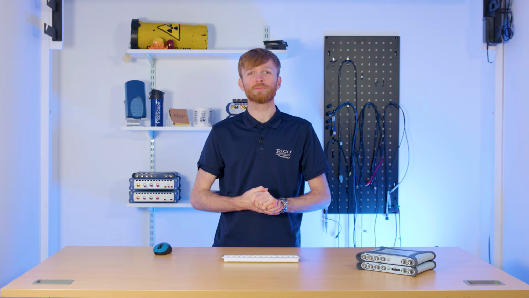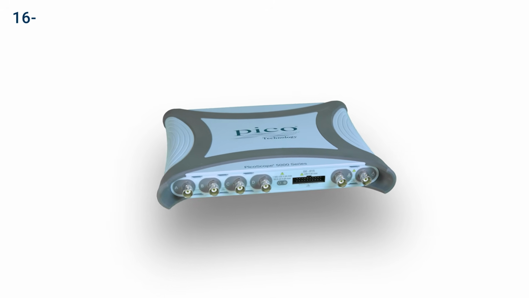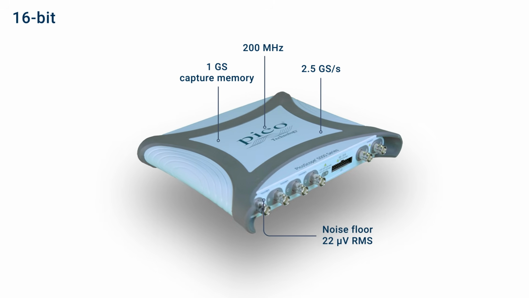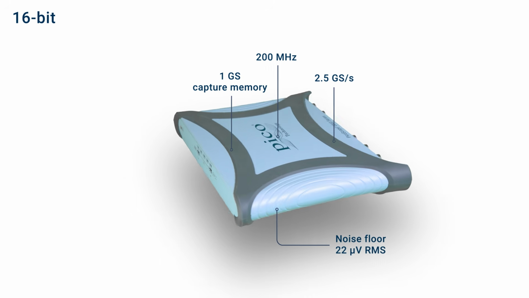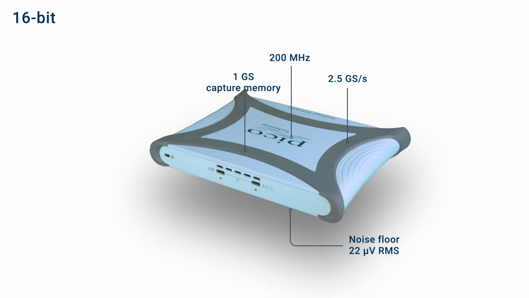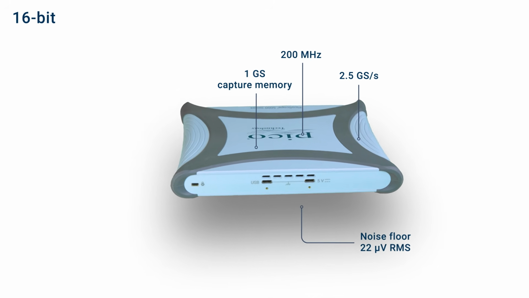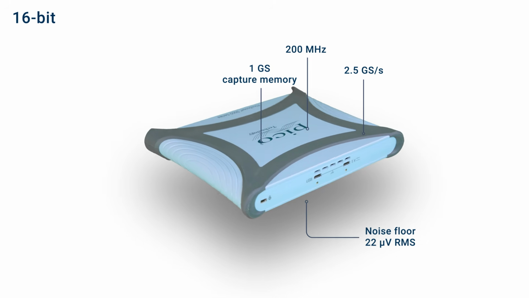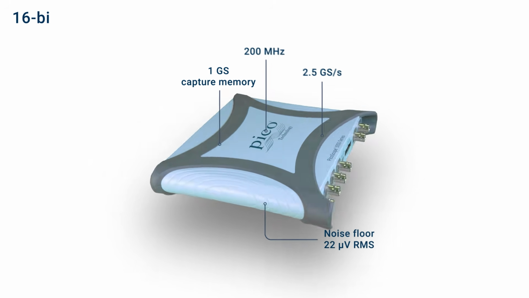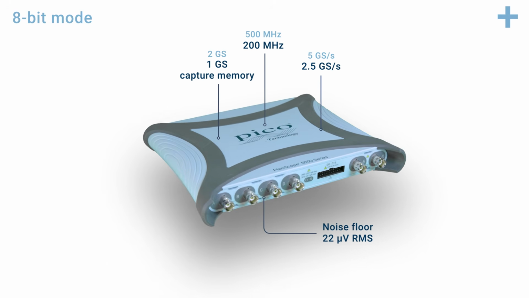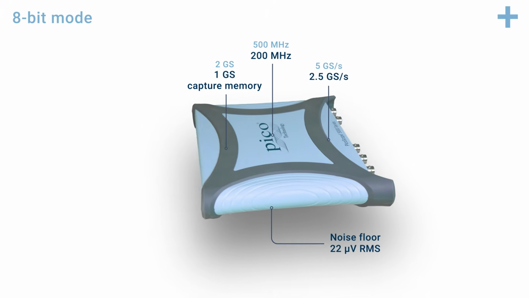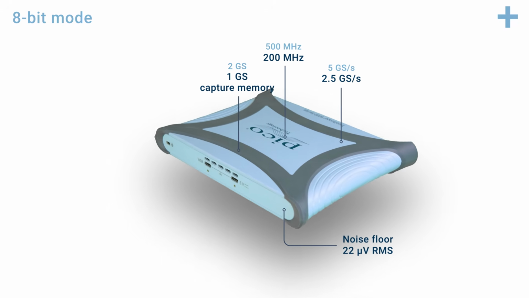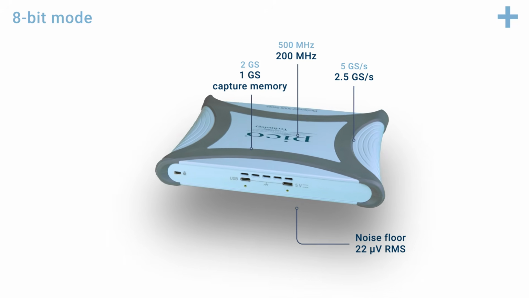Diving into the hardware specifications, in the 5000E 16-bit and the 5000E Plus 16-bit modes, the bandwidth is up to 200 MHz at 2.5 gigasamples per second with 1 gigasample of deep memory, along with a noise floor of under 22 microvolts RMS. For high speed and digital measurement, the Plus model's switchable 8-bit mode has a maximum available bandwidth of 500 MHz, a sample rate of 5 gigasamples per second, and 2 gigasamples of deep memory.